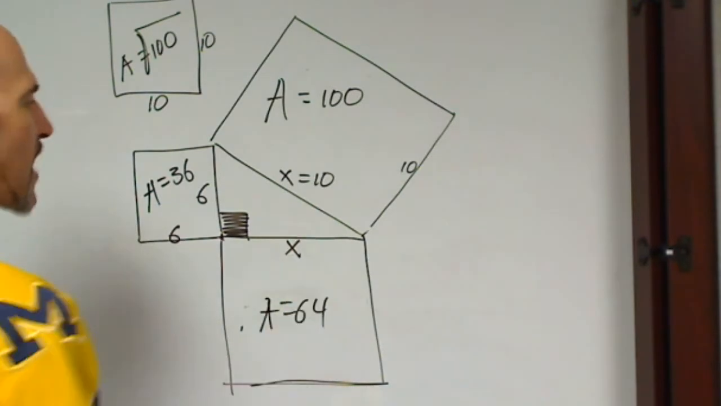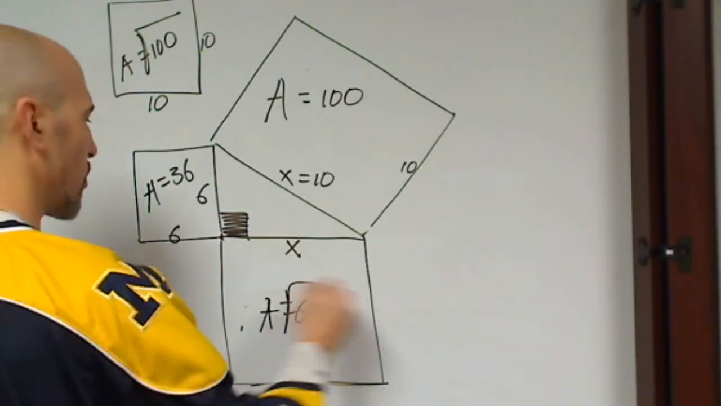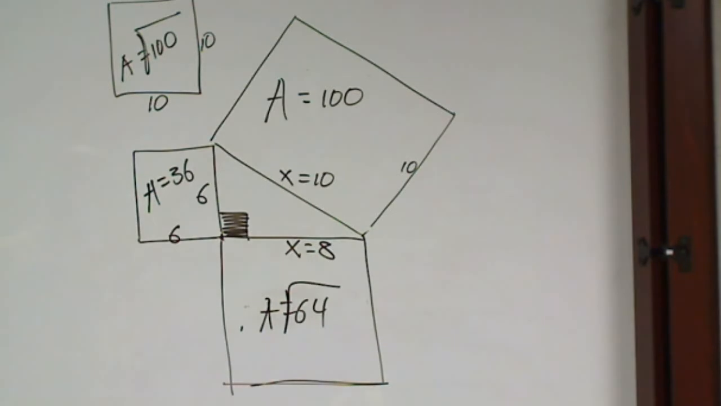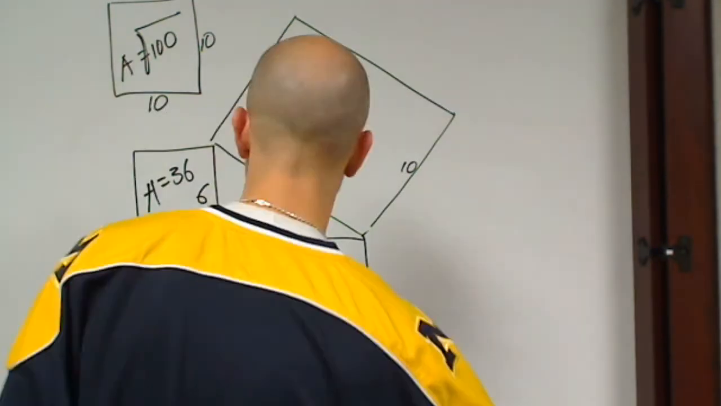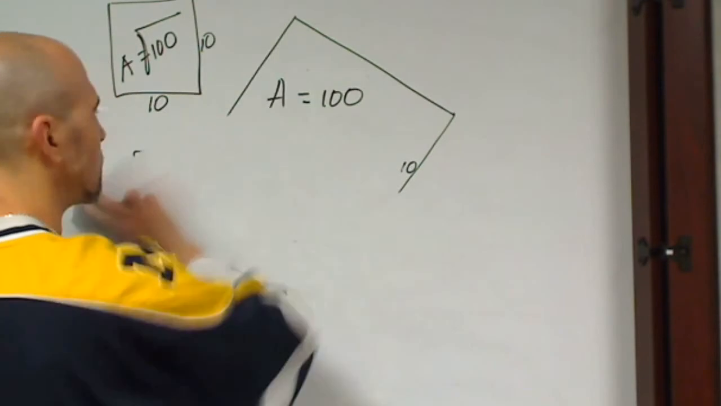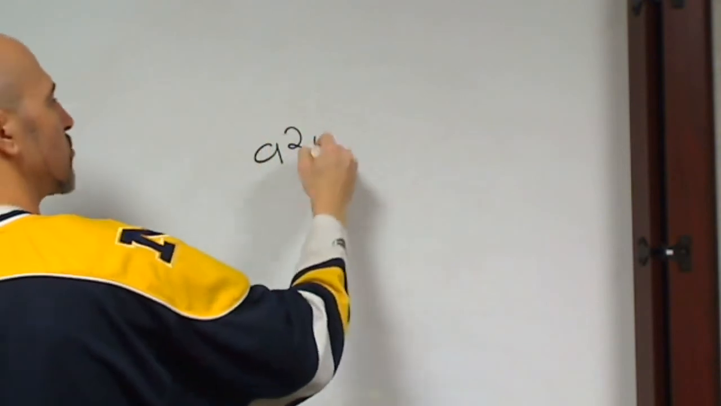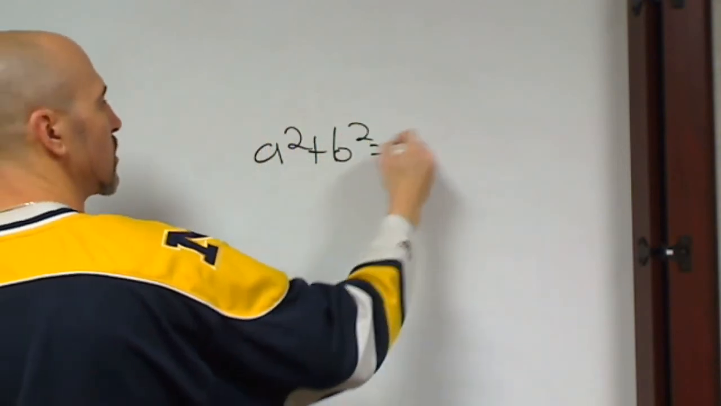So if I wanted to find the side of that triangle, what would I do? I would square root 64, and that's 8. And that's how Pythagorean theorem works. So algebraically, I'll use the exact same triangle. Algebraically, you would use a squared plus b squared equals c squared.